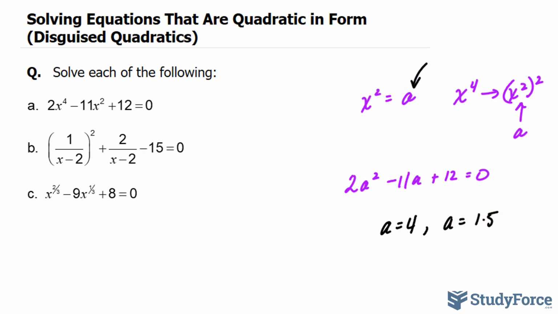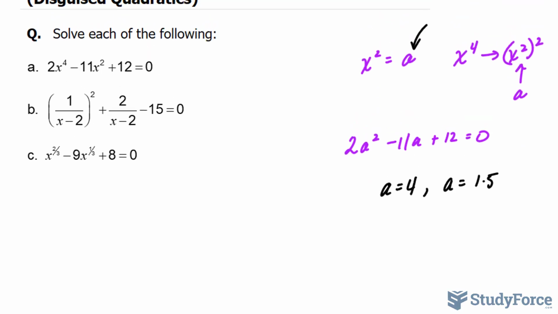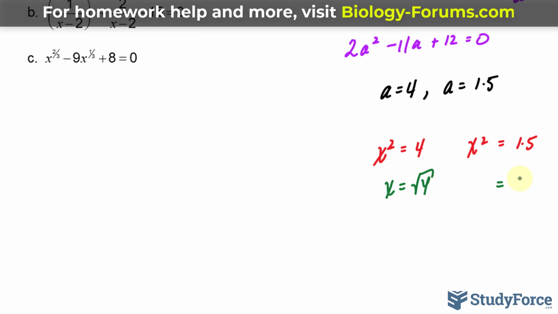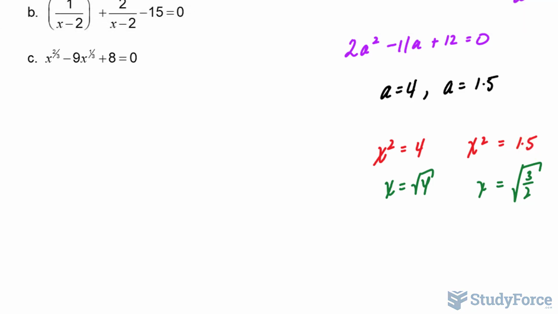At this point, if you want to find what your x values are, you take each of these and substitute it into there. So we have x squared is equal to 4 and x squared is equal to 1.5. Solving for x, we get x is equal to the square root of 4 for this one, and for this one, x is equal to the square root of 3 over 2, 1.5. Now because when you square root a number you get a plus or minus version, you are going to get a plus or minus version for the square root of 4, which is plus minus 2, and a plus minus version of this. I don't know what it is, so I'll just write it like that.